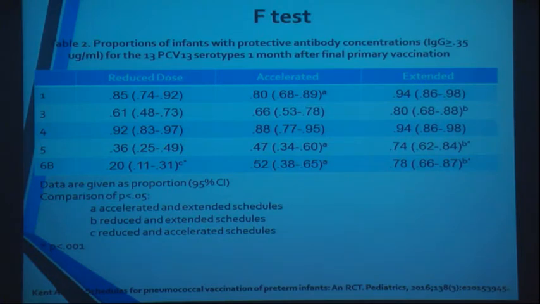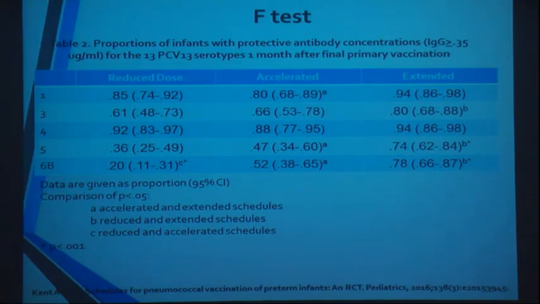This is kind of interesting because they're giving us proportions and they're giving us the 95% confidence interval. Okay? So they're telling us essentially the range for 95% of those babies. All right, so what do we learn here?